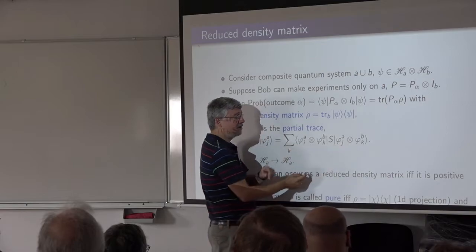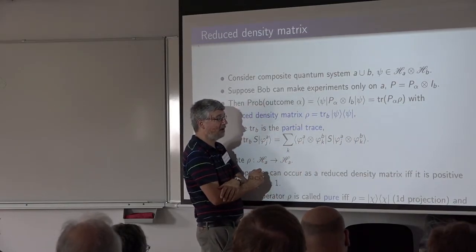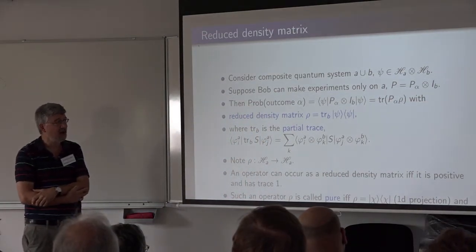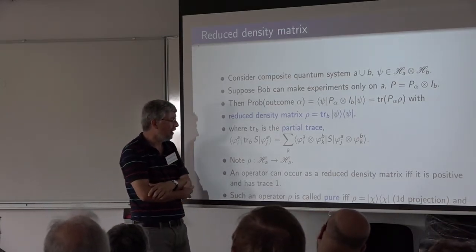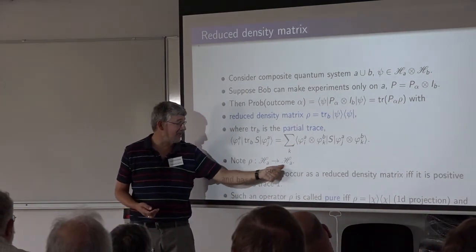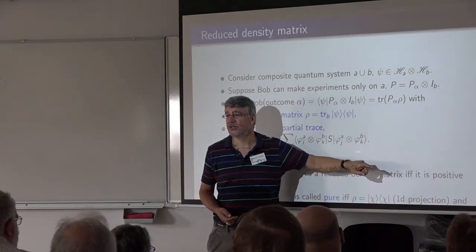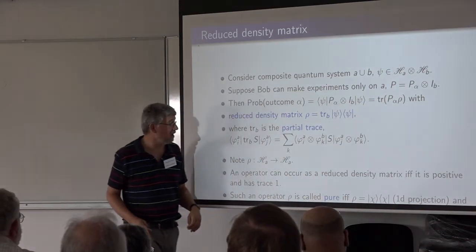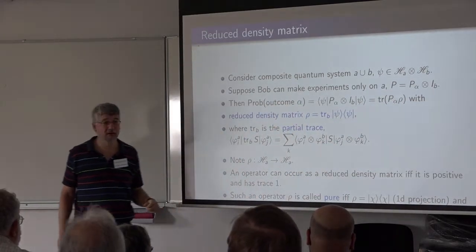You form the matrix elements of the operator S with some basis for A, some basis for B, and then you sum over the diagonal entries with respect to the B basis, as you would for computing a trace. In this way, you get an operator that acts only on the A Hilbert space. So this rho is an operator on the A Hilbert space, not on the full Hilbert space. The P alpha is also an operator just on the A Hilbert space, and this trace is a trace in the A Hilbert space.